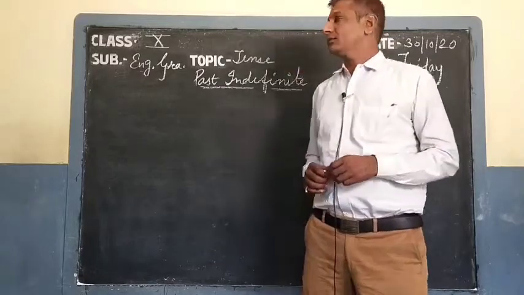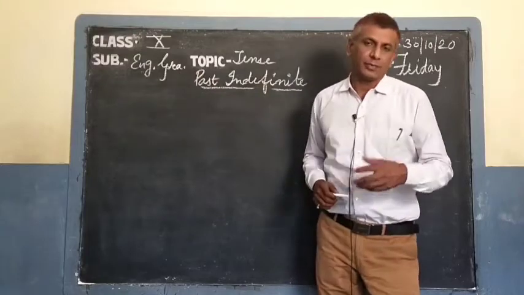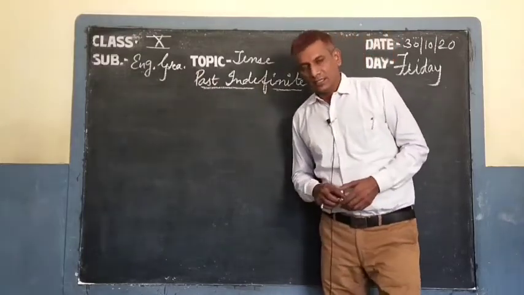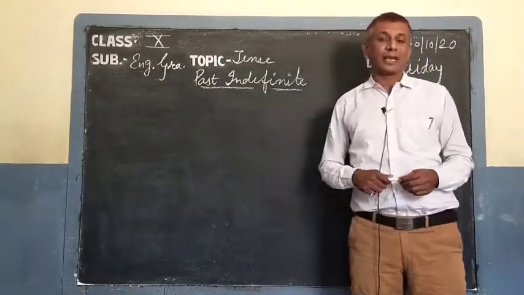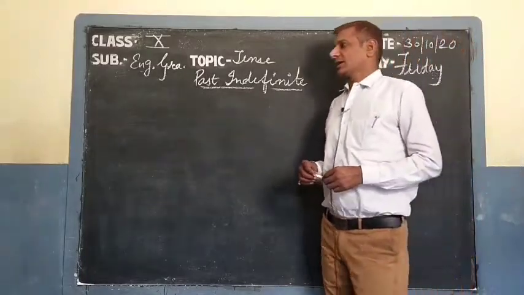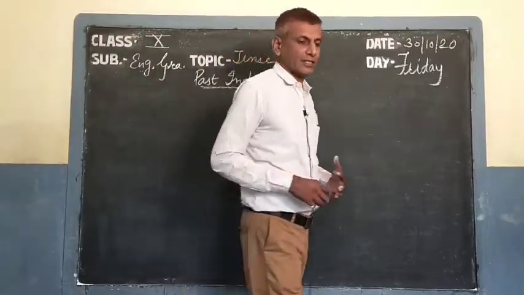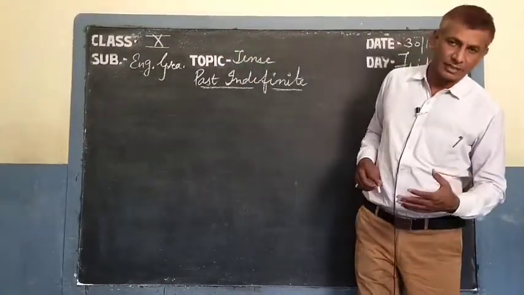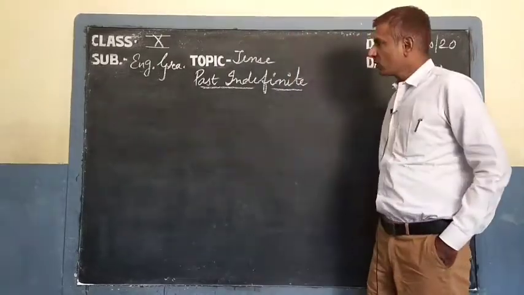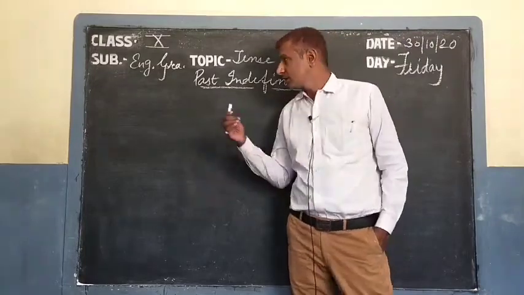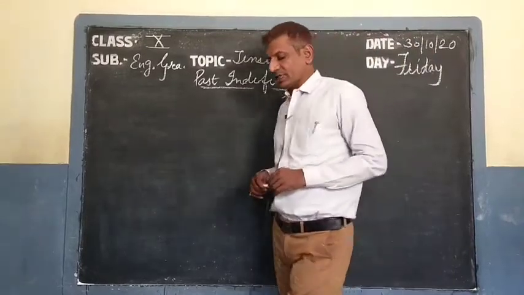Students, we have done the English grammar topic tense in the previous videos. As you remember, we started with the present and did the four subcategories of present: present indefinite, present continuous, present perfect and present perfect continuous, and the exercises of these tenses. Now, continuing with the topic, today we are starting past indefinite tense.